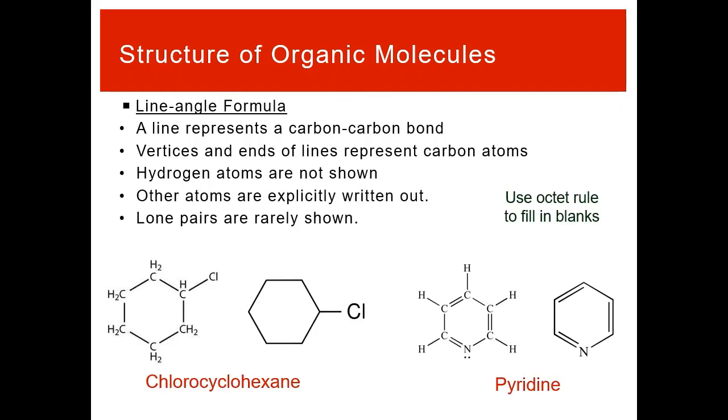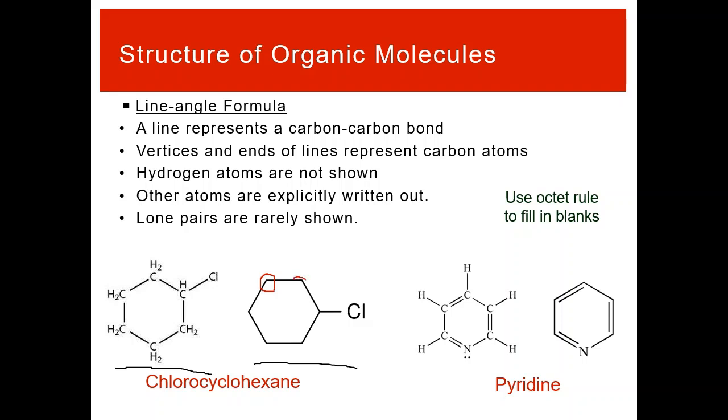And that's where line angle formulas come in. Line angle formulas are a representation of organic molecules where we use lines and vertices, angles, to represent bonds and carbon atoms. So this would be chlorocyclohexane, and this would be the condensed formula. All the carbons, hydrogens, and chlorines are written there. And the line angle formula is right here. You'll notice all of the C's and H's are missing. When you have a corner like this, it is implied that there is a carbon atom at that corner.